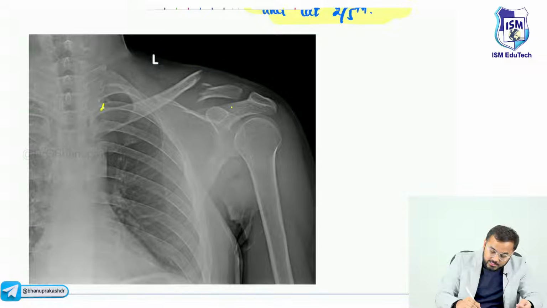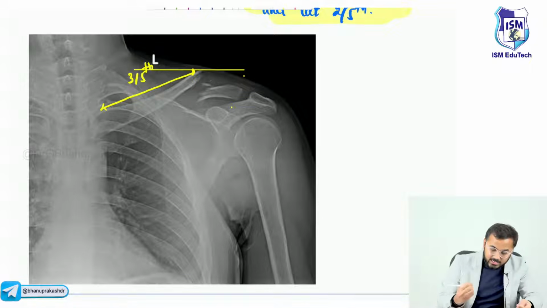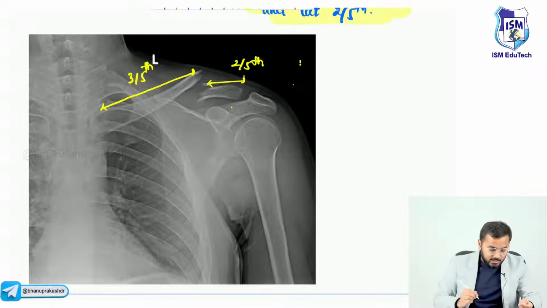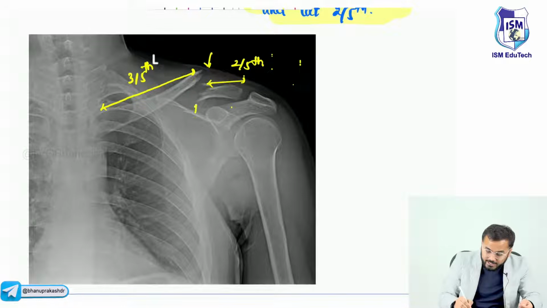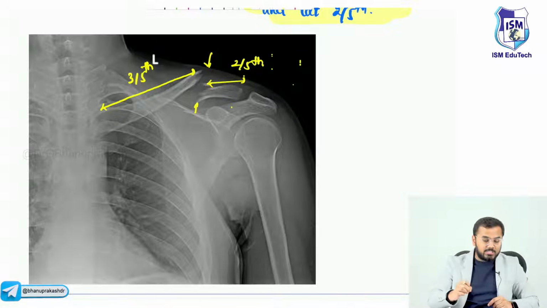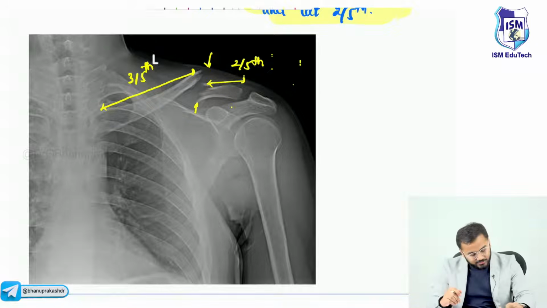See, this is the medial end. If you can very clearly see, this is the medial 3/5 of the clavicle, right? And you can see this small part. This is called the lateral 2/5. So you can see exactly the fracture point at the junction of medial 3/5 and lateral 2/5. This is the most common site of the clavicular fracture. Very good, guys. Very good.